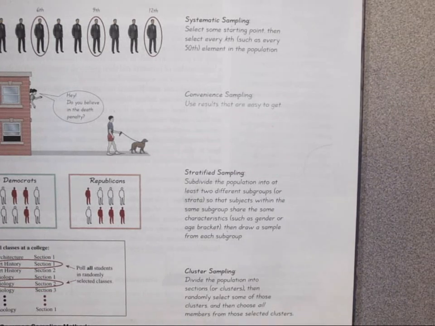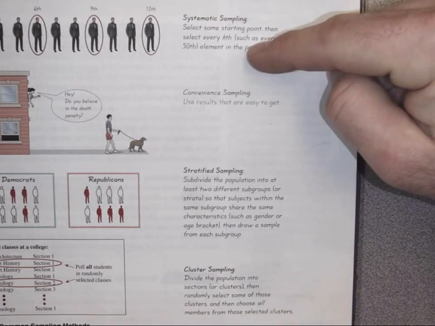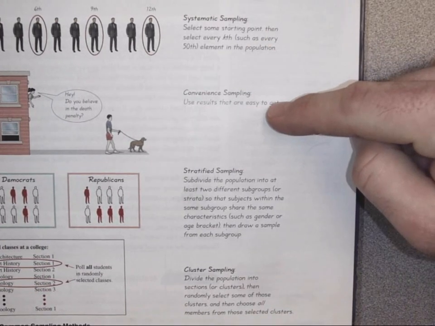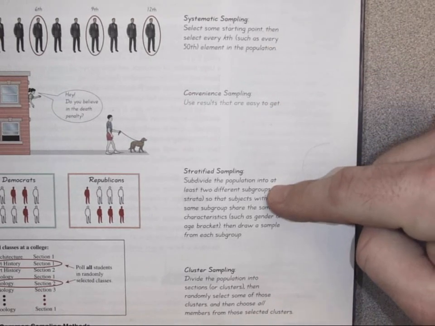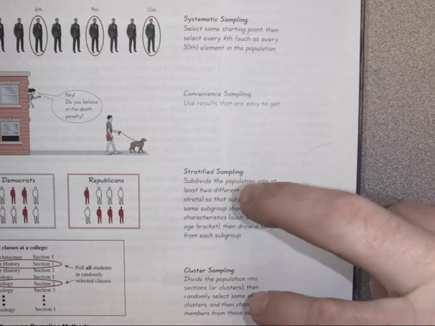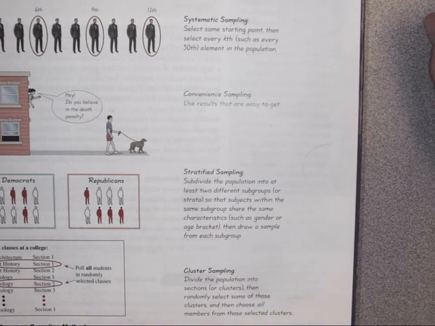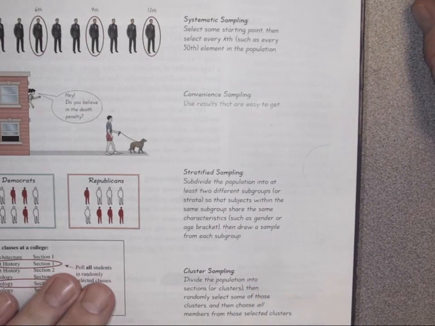So the idea is, what's good data? Random is good data. Systematic is good data. Convenience is not good data because it's voluntary response. Stratified sampling is good data. Cluster sampling is good data because these still represent a randomness in there. They still represent essentially a simple random sample.